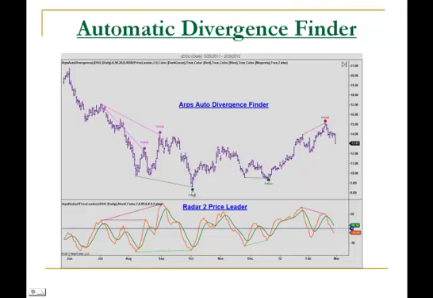It identified this pivot buy right here, a nice higher low in the oscillator with a lower low on the price. Another pivot buy here, and the divergence finder identified this pivot sell right there.